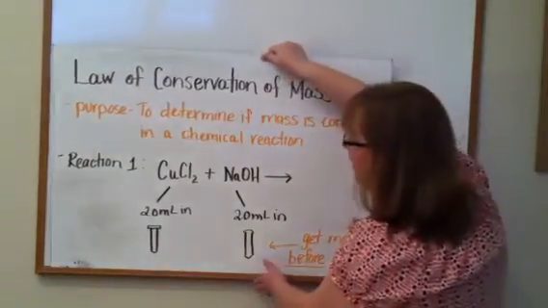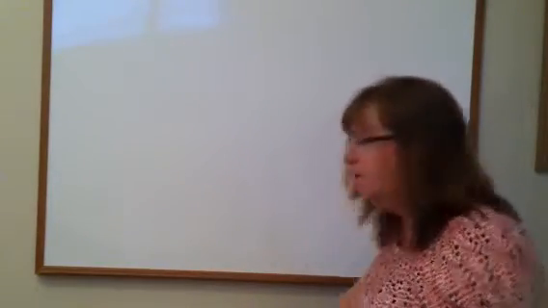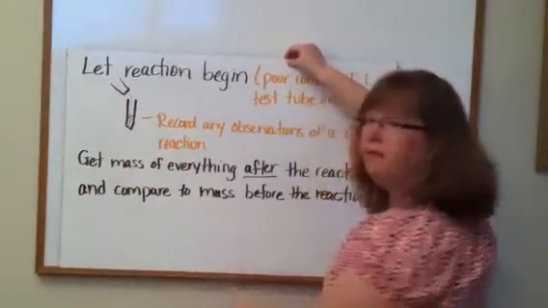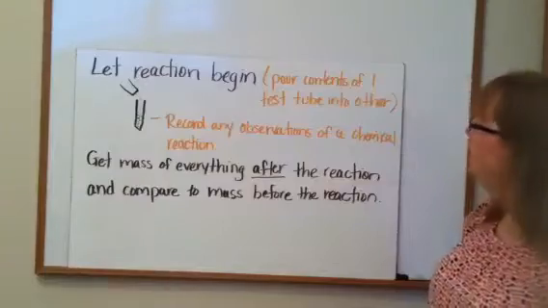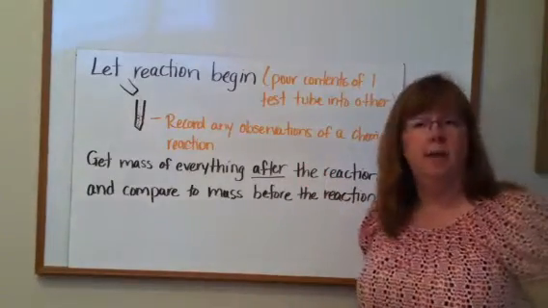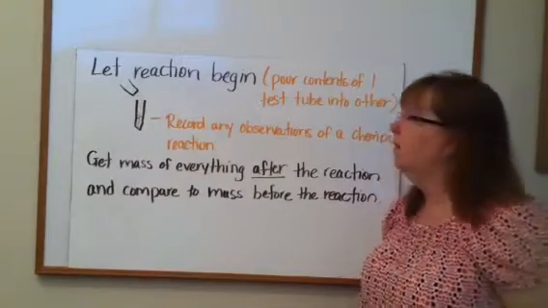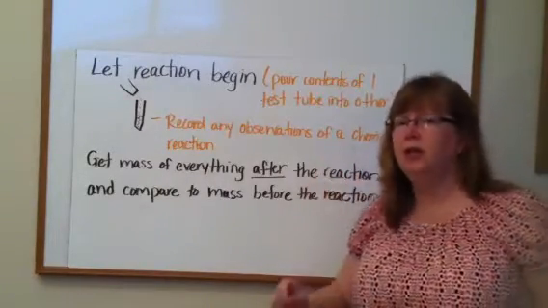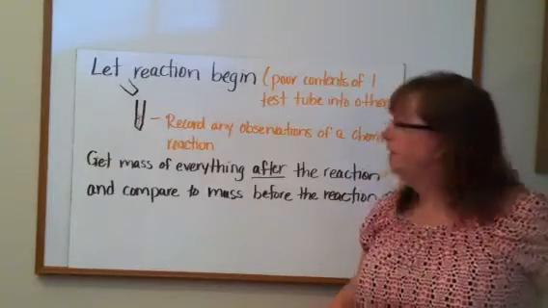Okay, now it's time to start the reaction. So you are going to pour the contents of one test tube into the other test tube, and so when they mix, we'll be getting the reaction. After you mix them, I want you to record any observations, just like you're used to doing with any lab. So record any observation that shows you that a chemical reaction has happened.